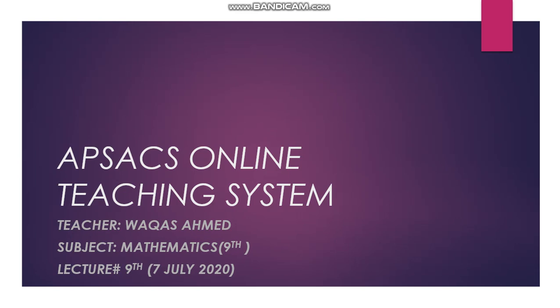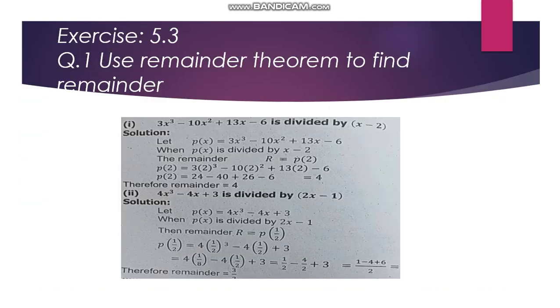So let's start exercise 5.3. Question number 1 is use remainder theorem to find the remainder. These questions are simple, so let's solve them. 3x cube minus 10x square plus 13x minus 6 is divided by x minus 2.